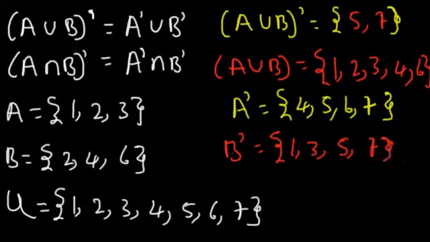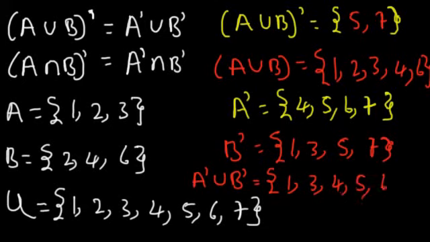Now, what is their union? We want to combine both of them together. So their union becomes what? A prime union B prime will be equal to 1, 3, 4, 5, 6, 7.